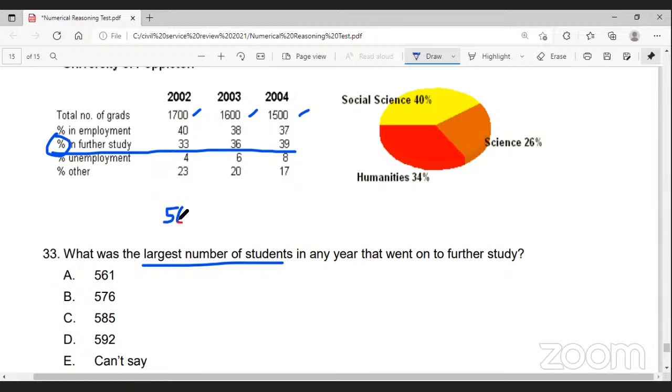561. What's the second, so that you could answer the largest number? 576. But 576 is larger than 561. So we will eliminate this one. Next. 585. So larger pag si 585. So this is now the answer. No more percentage given for the other years. Only 2002, 2003, and 2004 are the years given. So stick with the data given. Then answer.